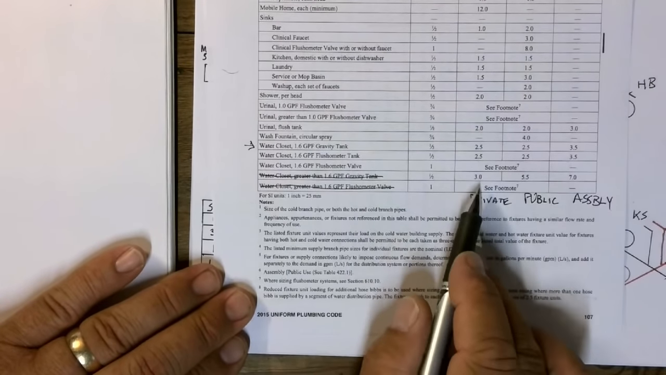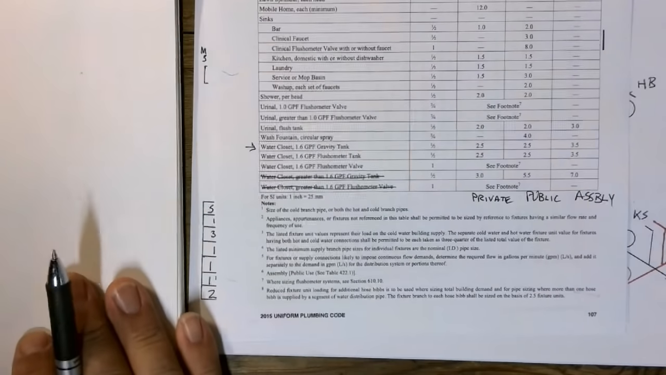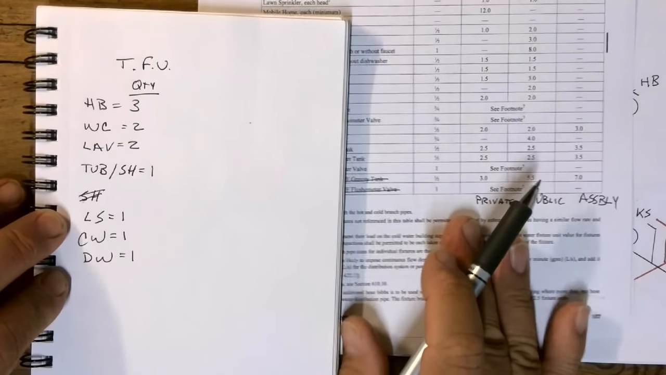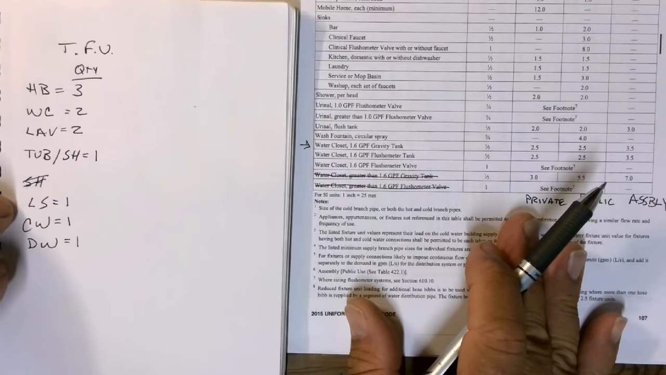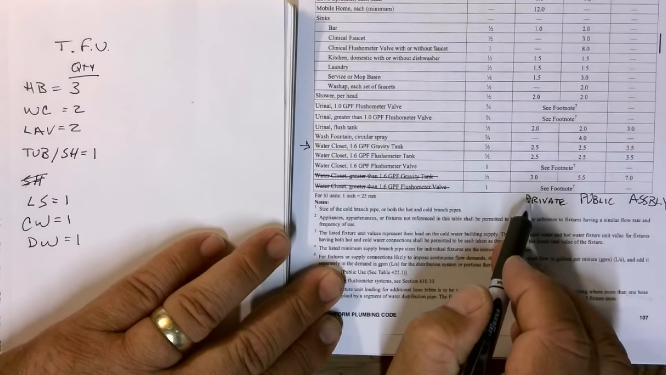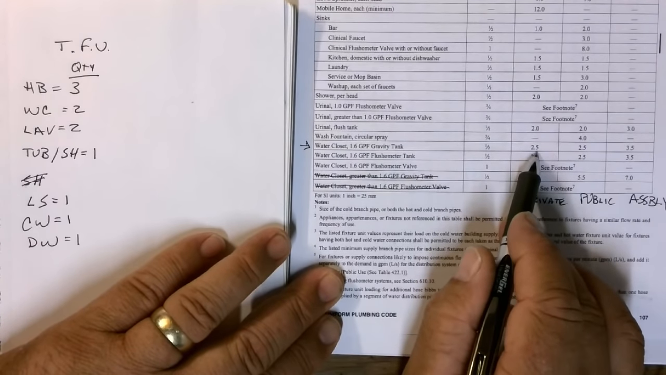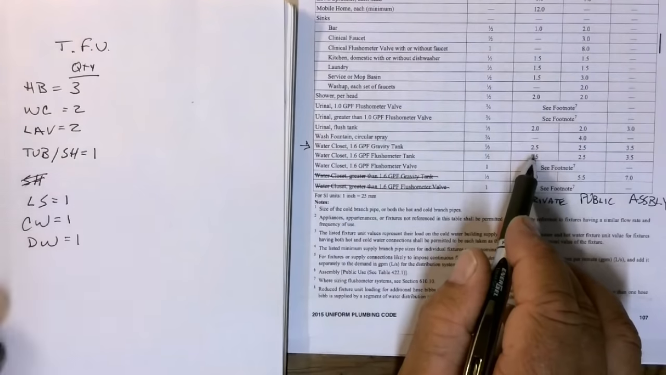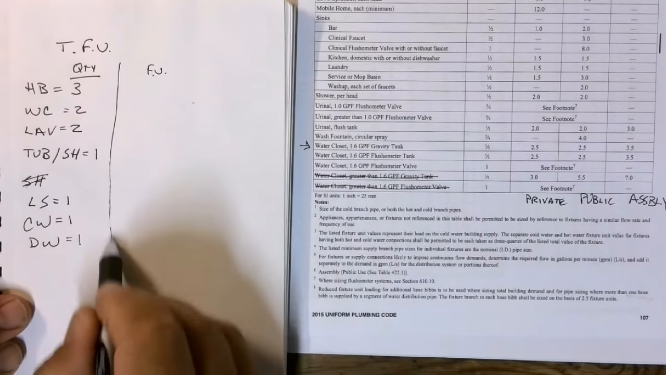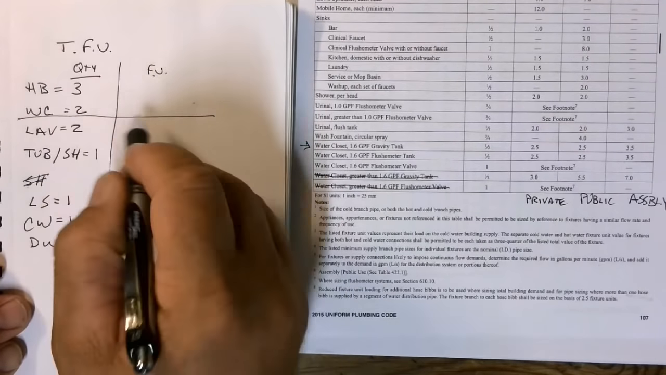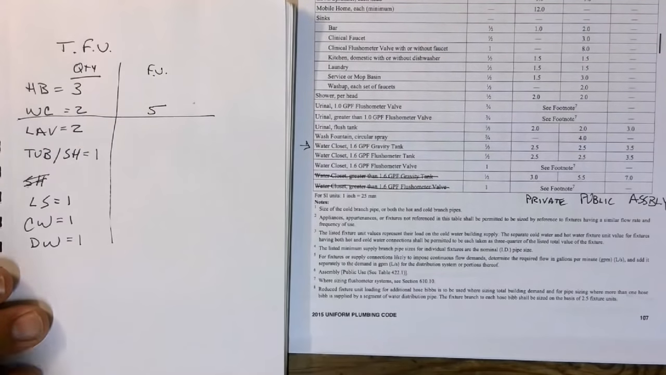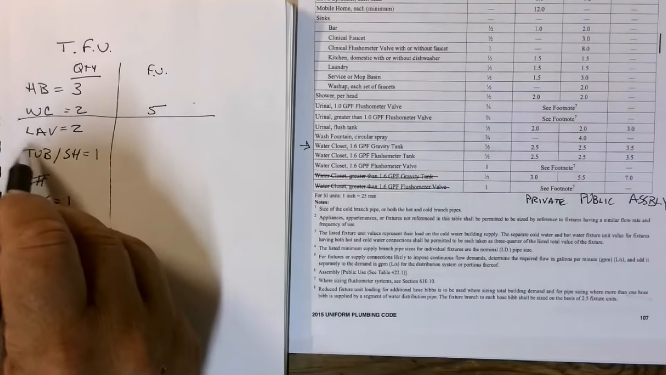So we're using private. How many water closets did I say I had? Two. Two water closets, right? I think we might be able to do this. Private use, fixture unit value. Right there, 2.5. So for two water closets, 2 at 2.5 is going to give you 5 fixture units. Okay. My lavatory.